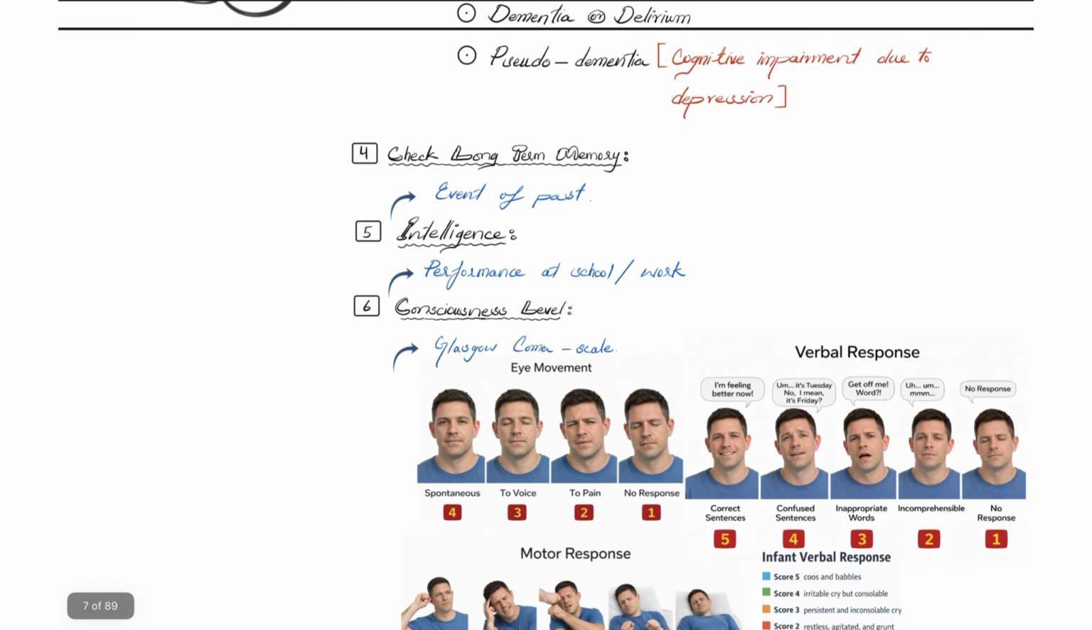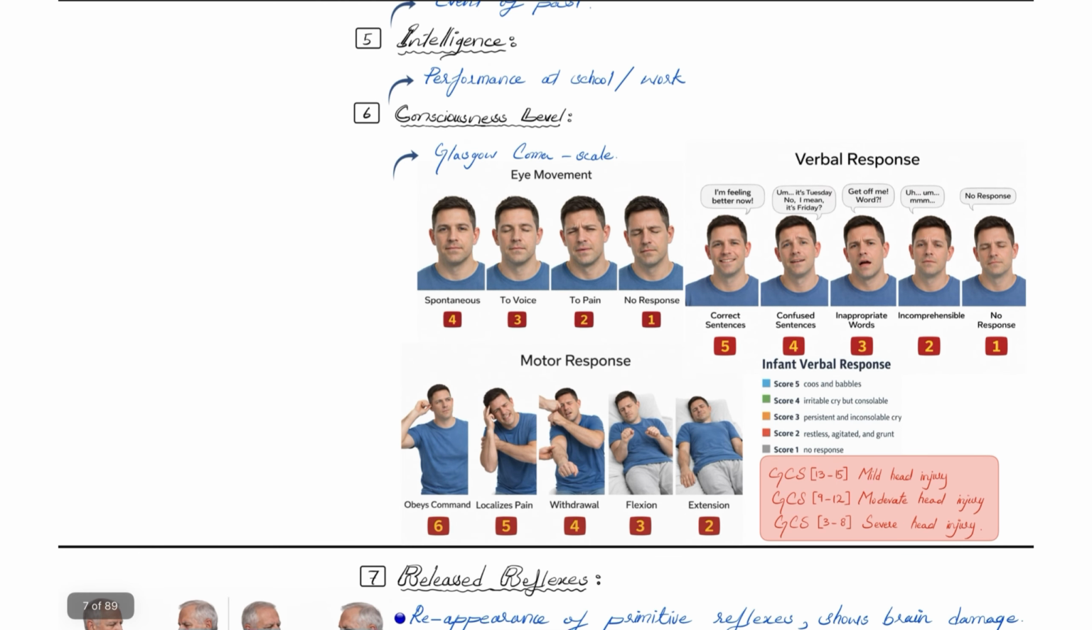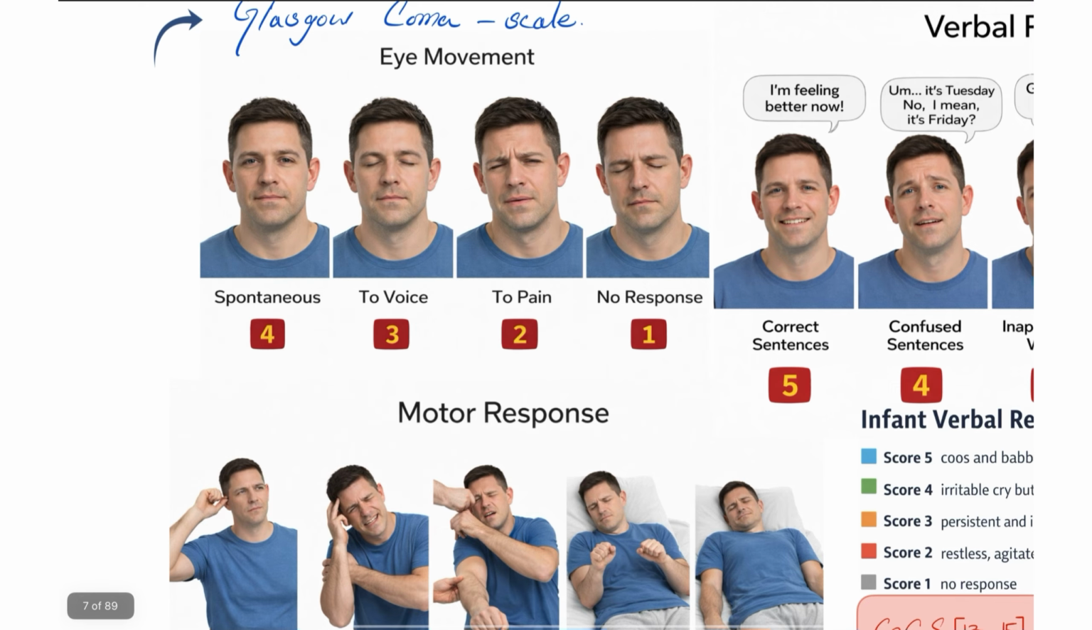Now, the Glasgow Coma Scale has three categories: eye movement, verbal response, and motor response. In case of eye movement, the total score is 4. If the patient opens his eyes spontaneously, give a score of 4. If the patient opens his eyes only to sound, give a score of 3. If the patient opens his eyes when a pain stimulus is given, give a score of 2. And if the patient does not open his eyes at all, give a score of 1.